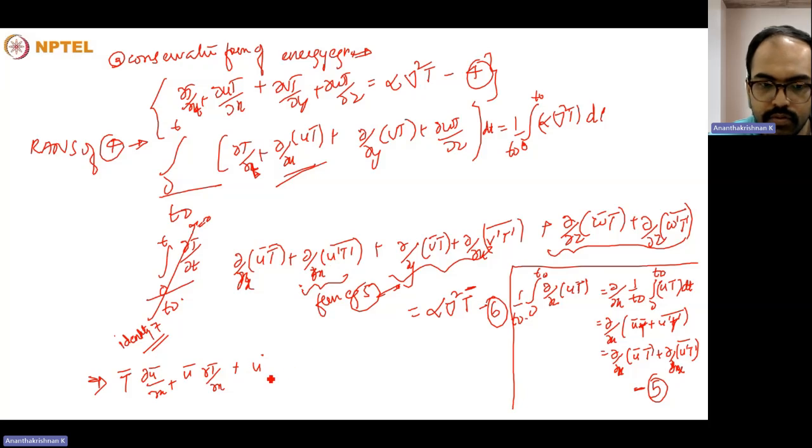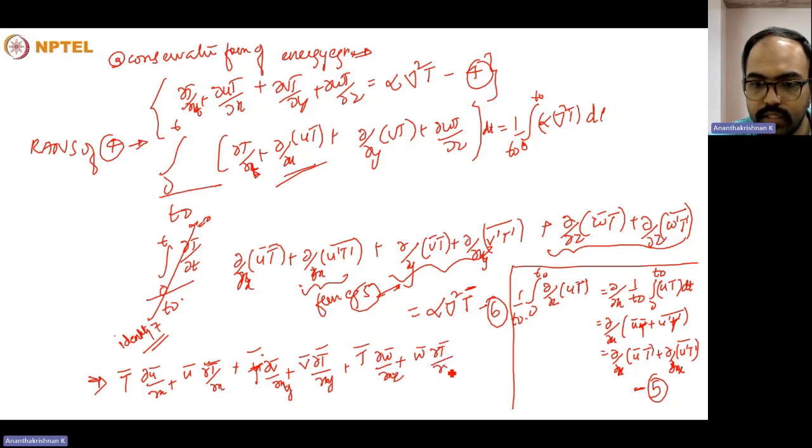Similarly, the other terms will also come into picture. So t bar dou v bar by dou y plus v bar dou t bar by dou y. For the w term as well, it will be t bar dou w bar by dou z plus w bar dou t bar by dou z.